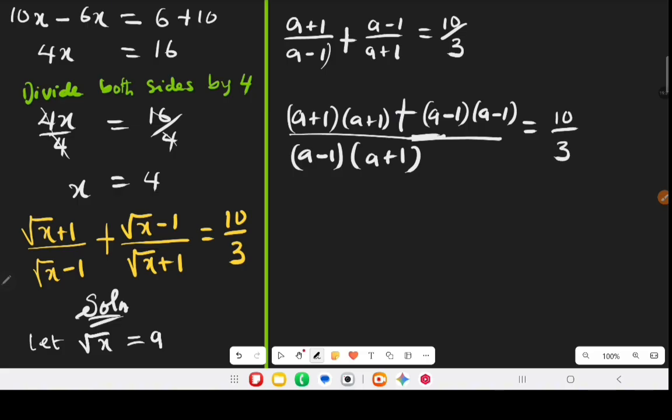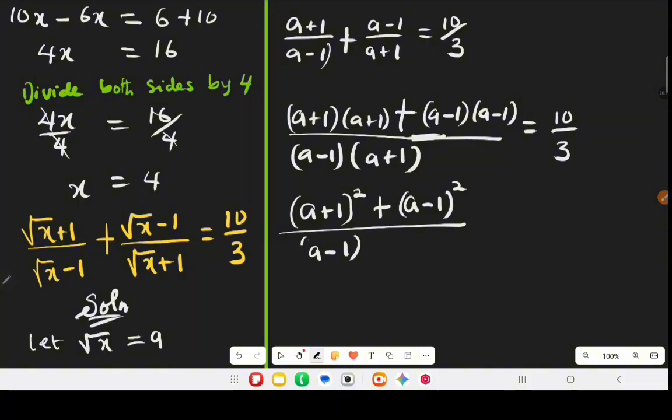Then the numerator of the left hand side, we have a plus 1 times a plus 1. We can write it to look simpler to be a plus 1 times itself will give us a plus 1 squared, plus we have a minus 1 times a minus 1. We can write it simply to be a minus 1 all squared all over a minus 1 into a plus 1 equal to 10 over 3.